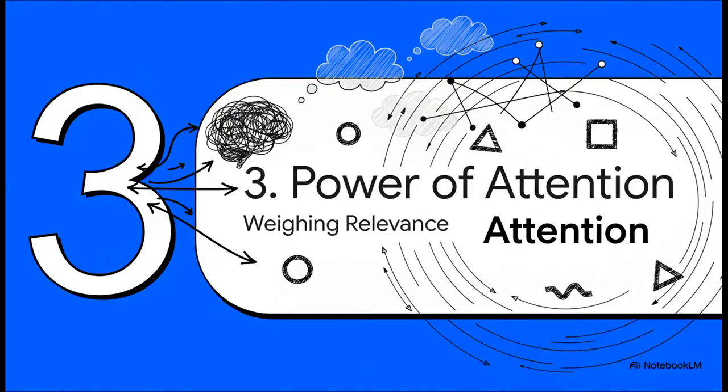All right, so now we have our tokens and they have numerical meaning. But you and I know that language is way more than just a bag of words. Context is everything. So how does the model figure out which words are the most important for understanding the whole sentence? This, my friends, is where the real breakthrough happens.